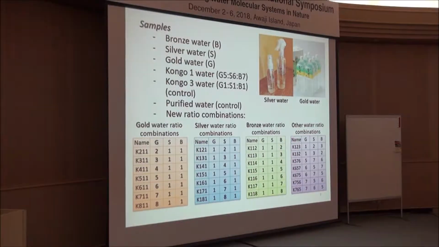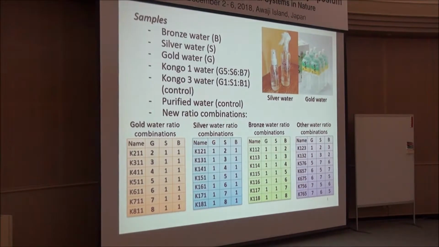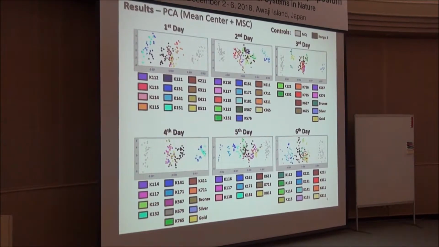I also measured purified water as a control and made new ratio combinations, which included the gold water ratio combinations, just adding 1 part of gold water, silver ratio combinations, adding 1 part silver water, and bronze water combinations. Also, other water combinations were made which were close to Congo 3 water.